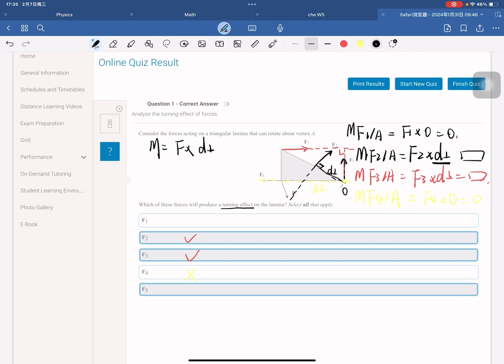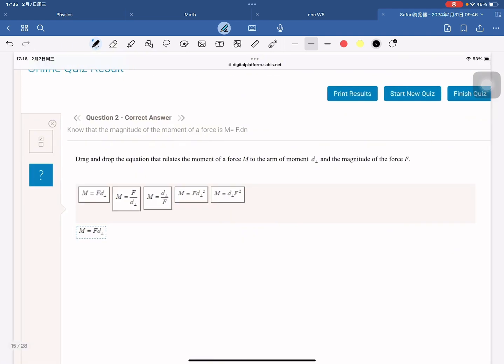F5. F5 is here. We also extend it and draw a perpendicular line from A. So this is the perpendicular distance, which also has a value. So F5 will produce a turning effect. Question 2. So it's just the equation of moment.